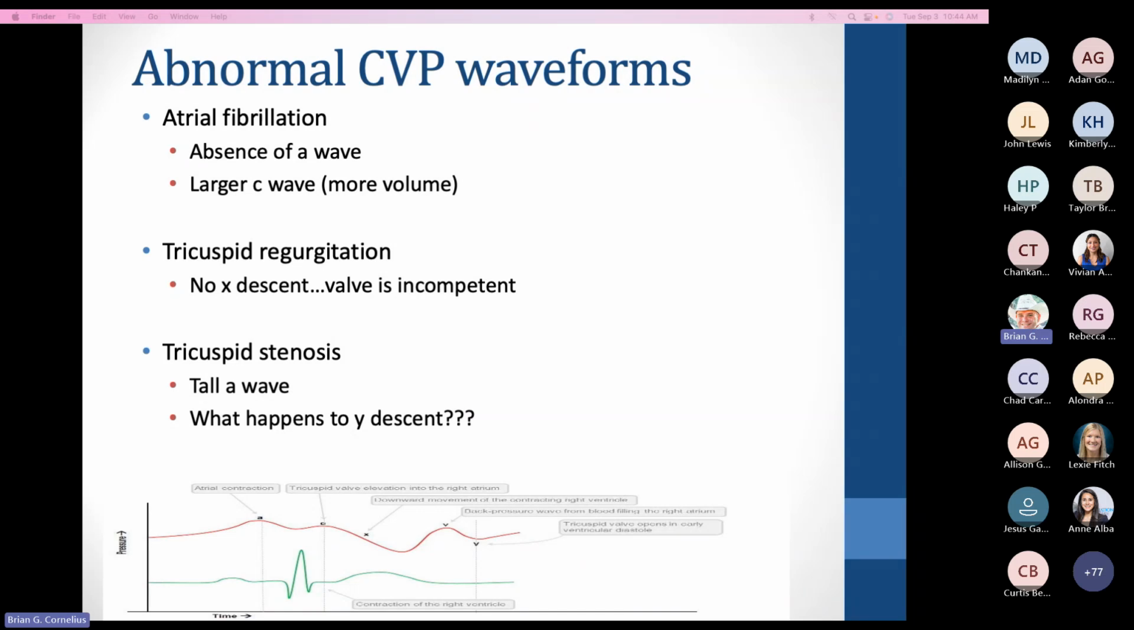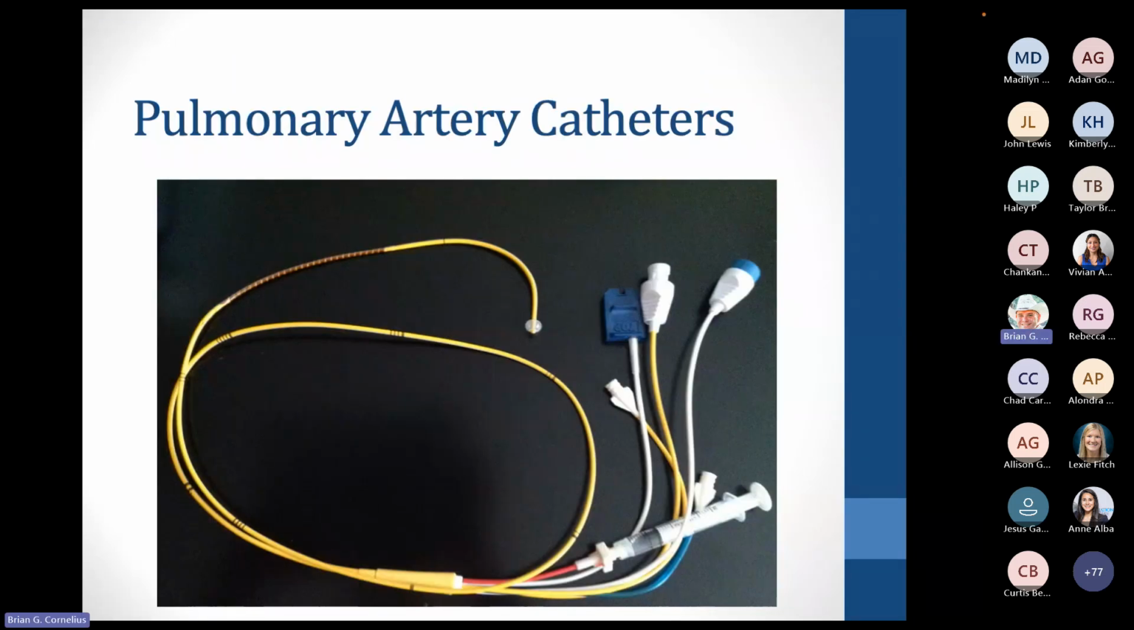So we're going to move on to PA catheters. If you've never seen a pulmonary artery catheter before, this is kind of the standard setup for it. We're going to talk a little bit about the different lumens and how different parts of it work and the principles behind it, those sorts of things. But this is a pretty traditional setup for it.